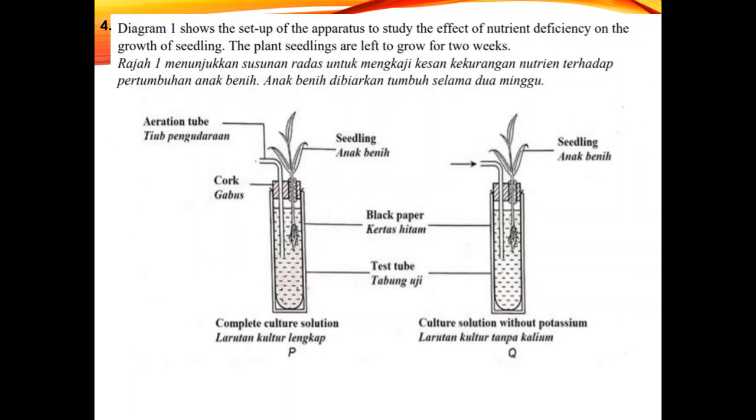Diagram 1 shows the setup of apparatus to study the effect of nutrient deficiency on the growth of seedlings. The plant seedlings are left to grow for 2 weeks. This is the experiment setup to study the effects of nutrient deficiency. You can see from this question, they give you 2 boiling tubes. P is the complete culture solution, and Q is the culture solution without potassium. Now we look at the questions.